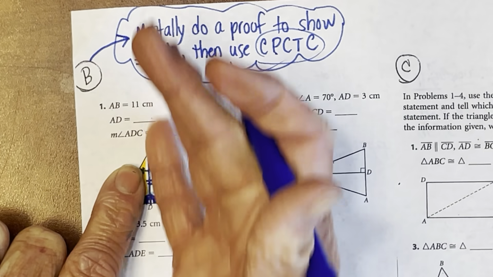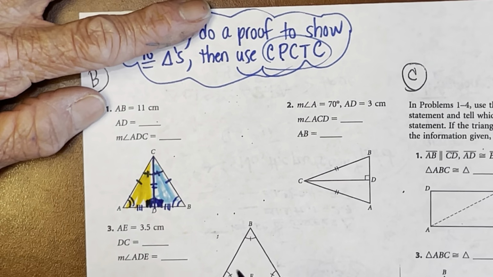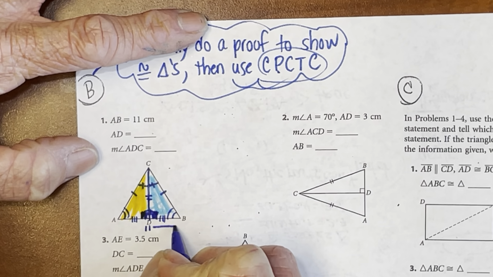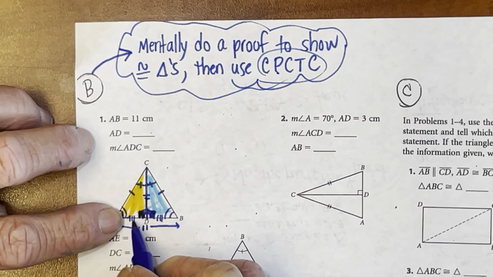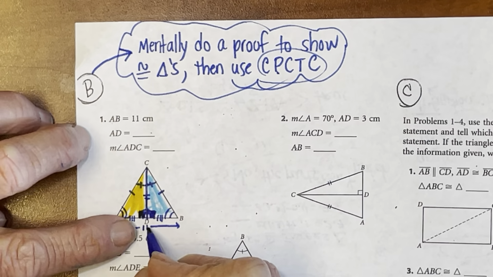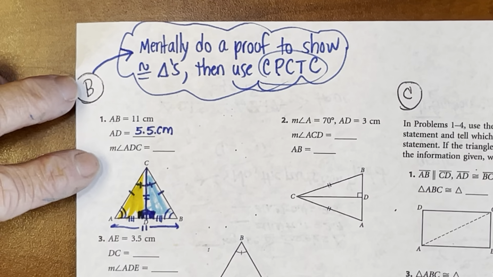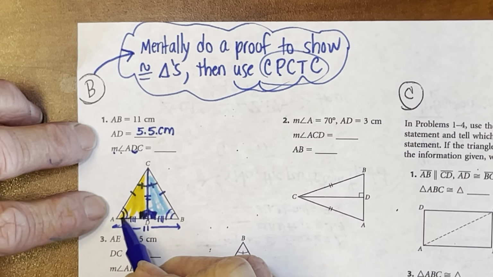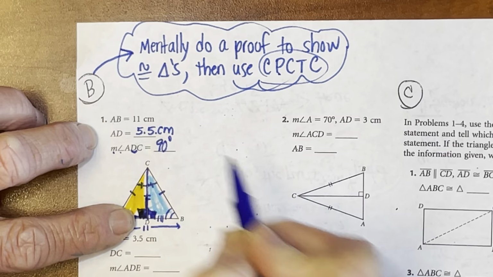We could reflect the triangle on the left over segment CD, and it would be a perfect match with the triangle on the right by a rigid transformation. So if AB is 11, AB is the whole entire thing, then how far is it from A to D? Well, it was split into two equal parts. So 11 divided by 2, that's going to give us 5.5 centimeters. And then they want the measure of angle ADC, where D is the vertex. ADC is this angle, so that's a right angle, and that's going to be 90 degrees.